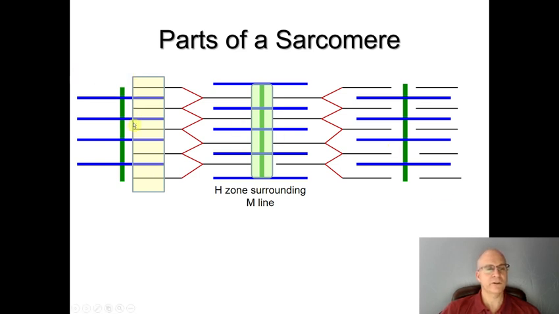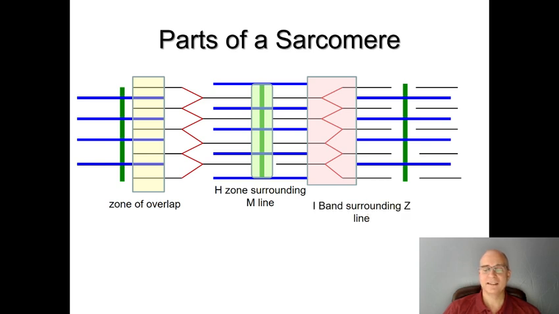Ooh, here's a different one. What are we going to call this area right here? Kind of a light yellow box. Well, that is where we see both the myosin myofilaments, the thick myofilaments, overlapping with the thin myofilaments here. So that is obviously our zone of overlap. What about this area in the pink box there? Well, that's going to be our I band or light band that is surrounding the zigzag line inside of it, which is called the Z line or the Z disc.